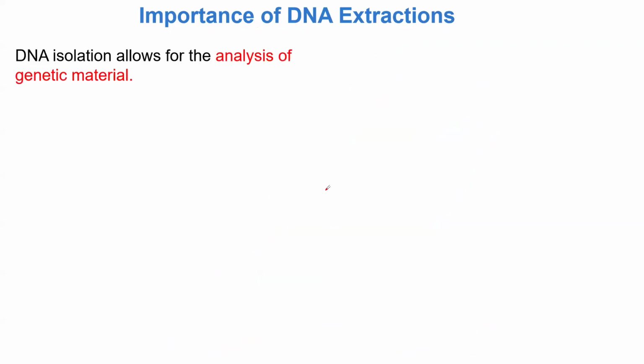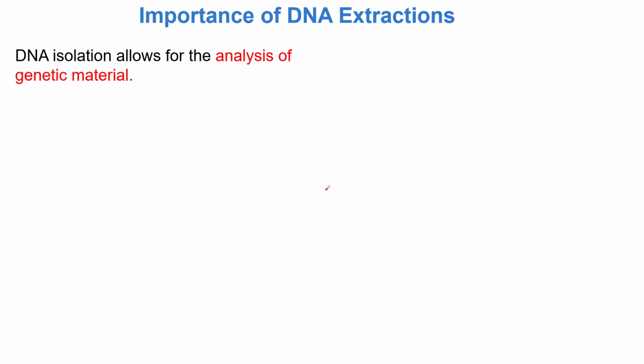Then in addition, what is the importance of DNA extraction? DNA isolation allows for the analysis of genetic material. If you isolate DNA, you can carry out analysis of genetic material. For example, in disease diagnosis, you can isolate DNA and identify a particular gene that is related to a particular disease. For example, in humans, we have a disease called sickle cell anemia.